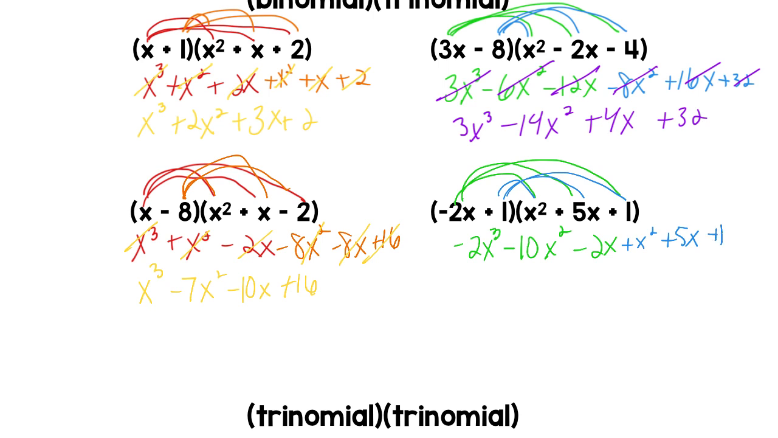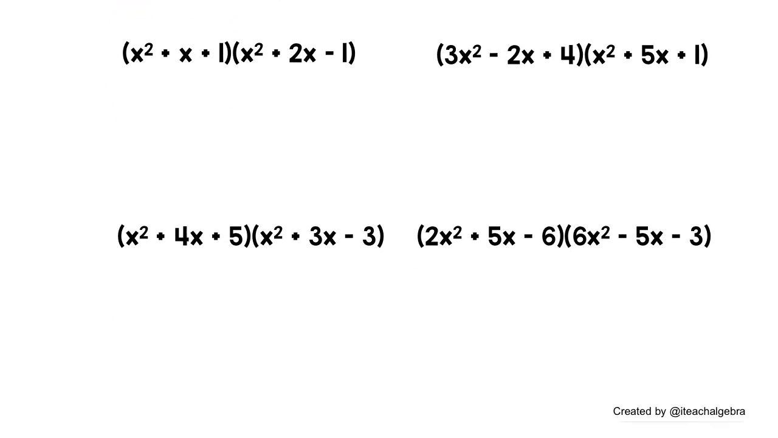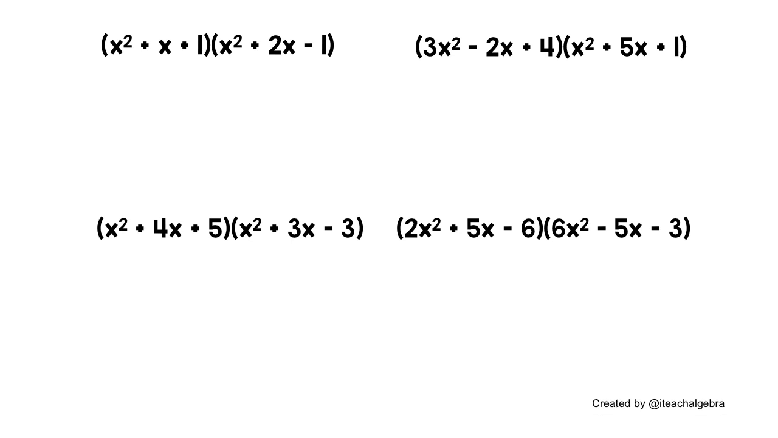We combine like terms. Only one, negative 2x cubed. Negative 10x squared plus 1 is negative 9x squared. Negative 2x plus 5x is plus 3x. And plus 1 is all alone. All right, that's a binomial and a trinomial. Now we'll do two trinomials multiplied together. Same process, just lots more numbers.